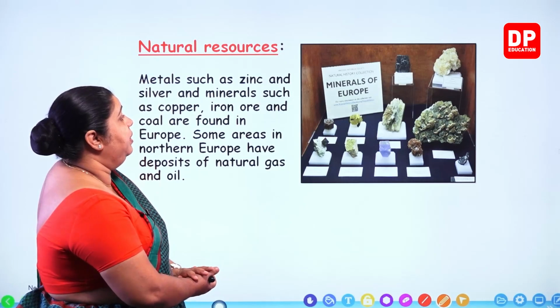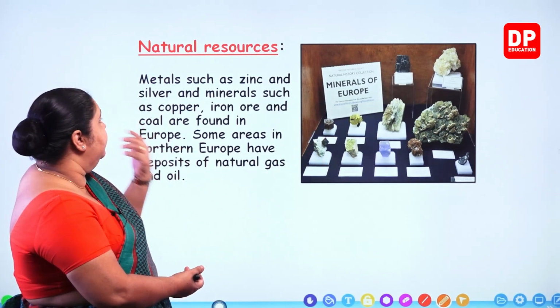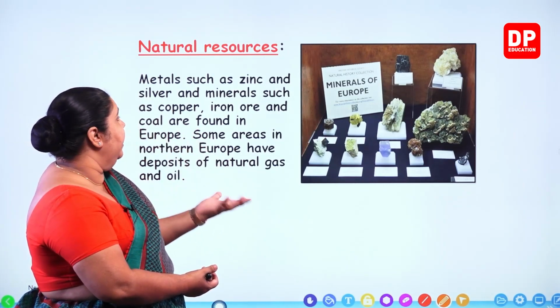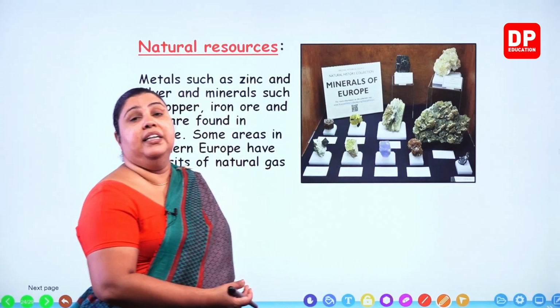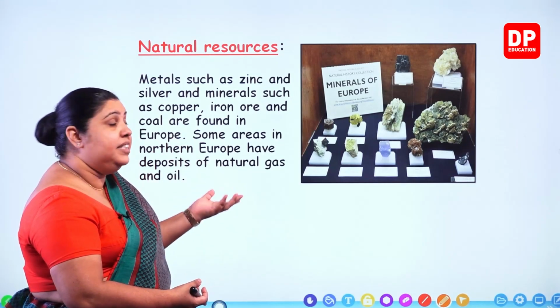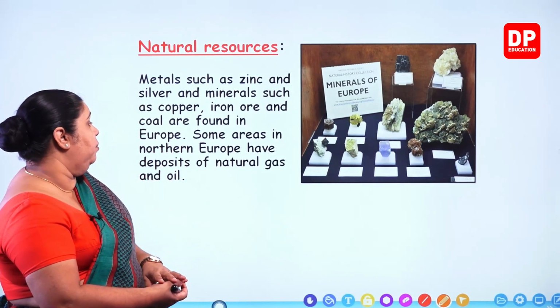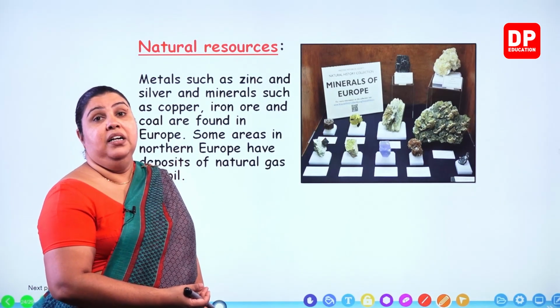Minerals in Europe, these are the minerals. What are they? They have zinc, silver and iron, copper. මේ බලන්න පුතේ ඉතාම මිලෙන් අධික ගල් වර්ග, මිනිරන් වර්ග, minerals ගොඩක් දේවල් තියෙනවා. And apart from that, they have natural gas and oil.